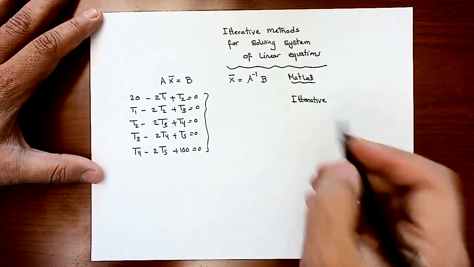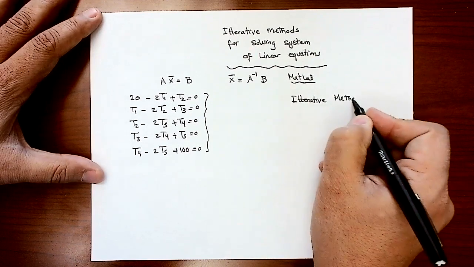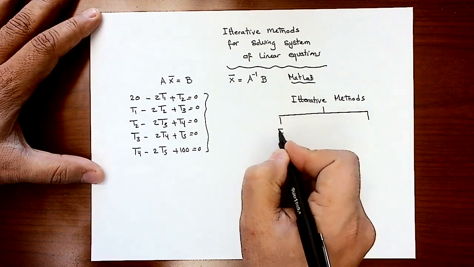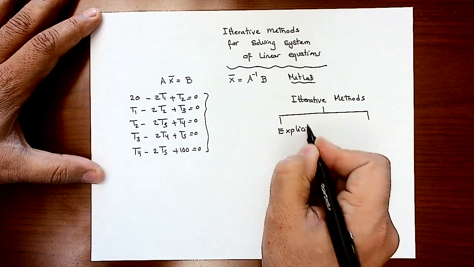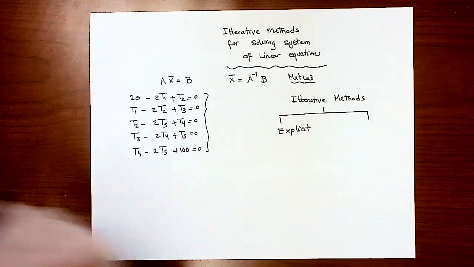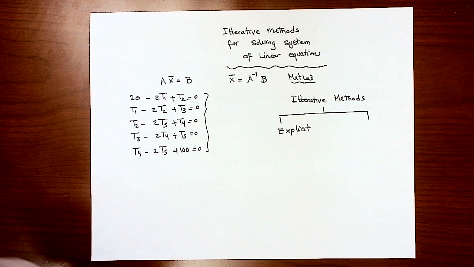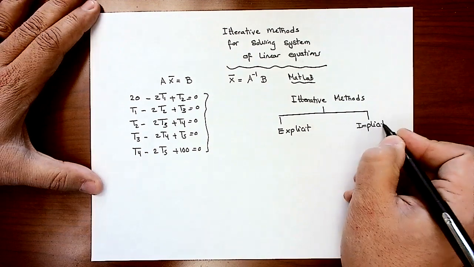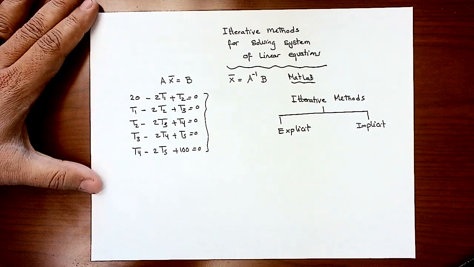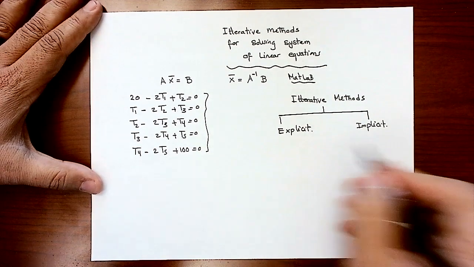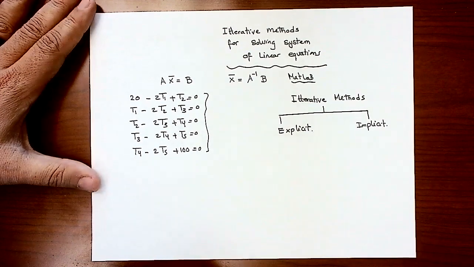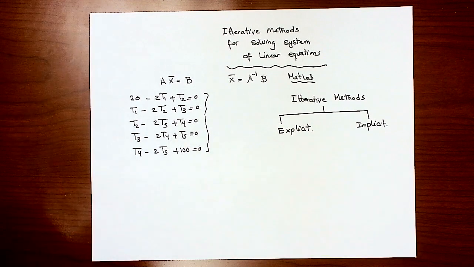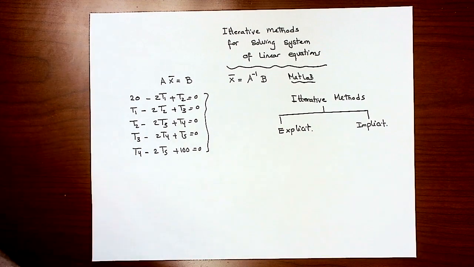So the iterative methods can be classified as either an explicit technique or explicit method, and the other one is called implicit. Explicit or implicit method. I will explain each one through the example here. Let's start with the first one, the explicit method, which you can do very easily and very quickly using an Excel sheet.